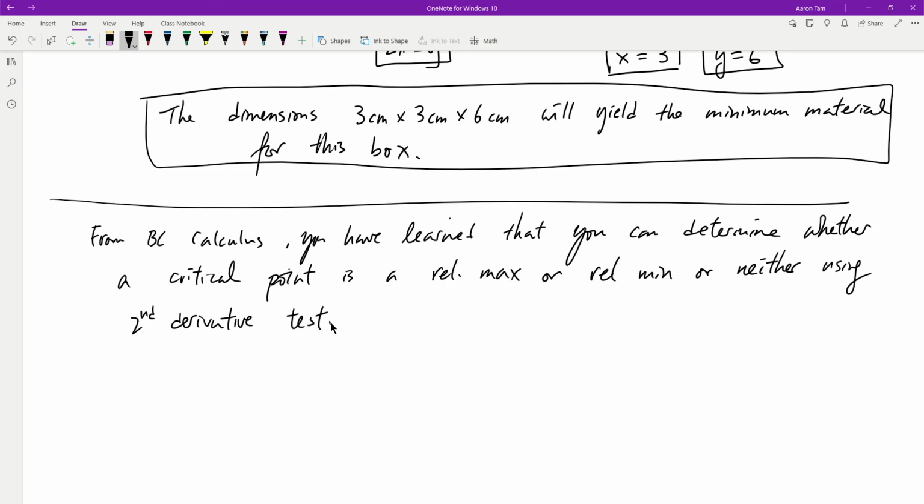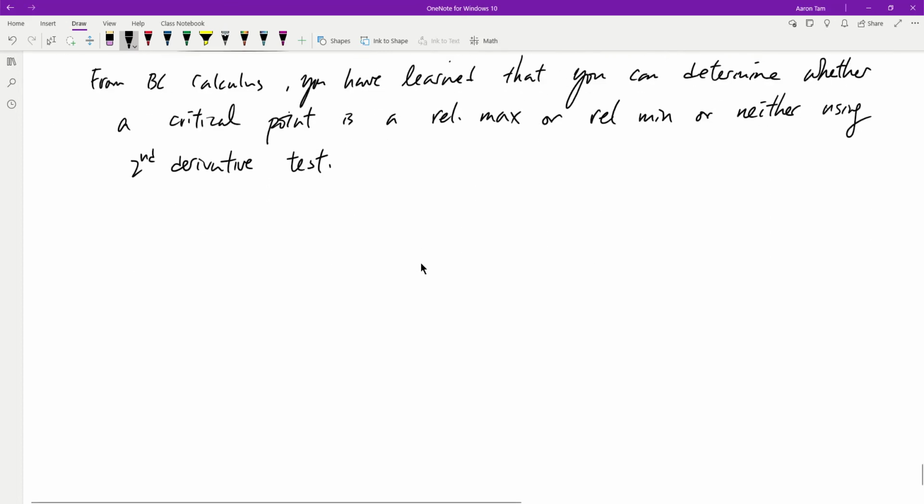So before we move on, let's do a quick review of what the second derivative test is. The reason why I want to do that is because we're going to develop something similar to the second derivative test, but for multivariable calculus. And we're going to use that to determine whether the critical point is a relative max, relative min, or neither.